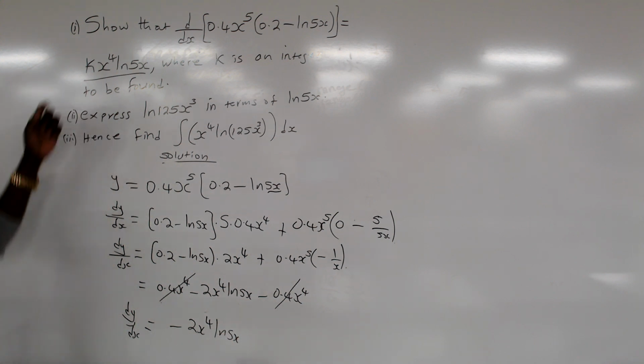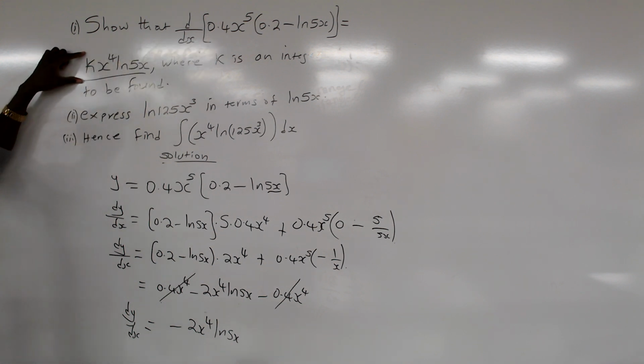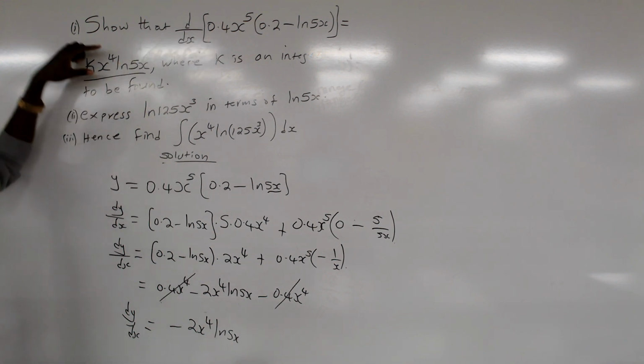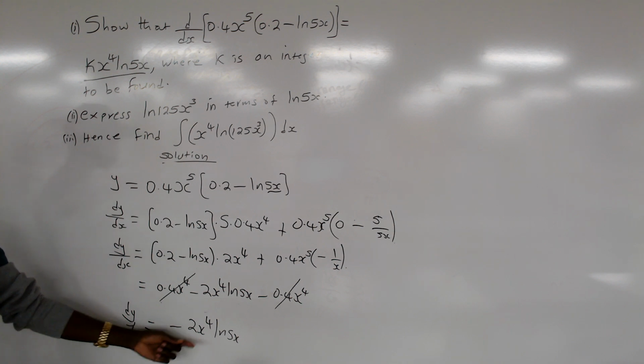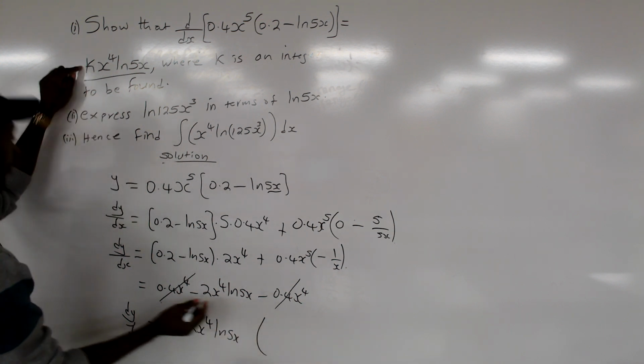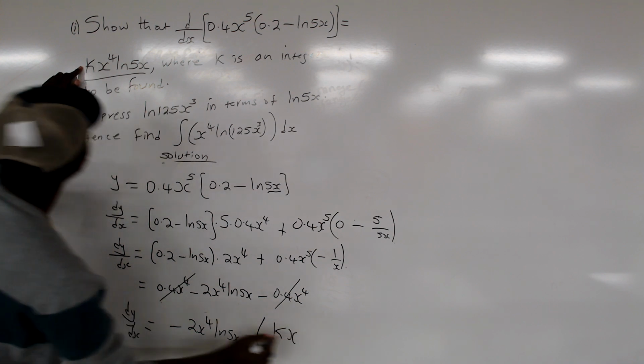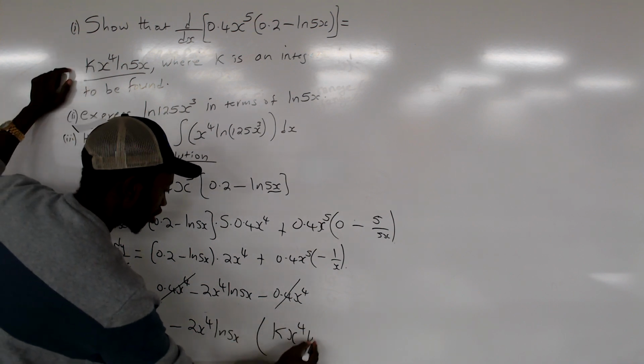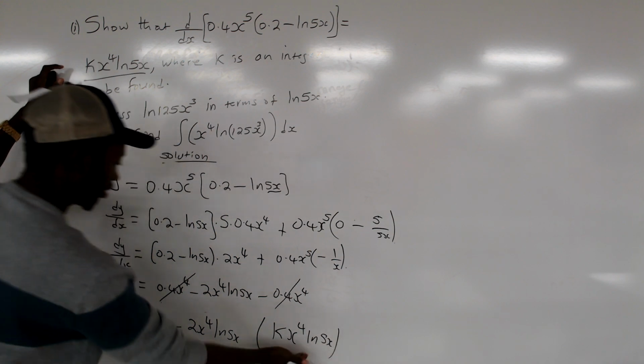We are required to show that this value is going to give us this. You see? If you compare this and this, they are almost the same. So this value is the same as kx raised to the power 4 ln 5x. So this and this are the same.